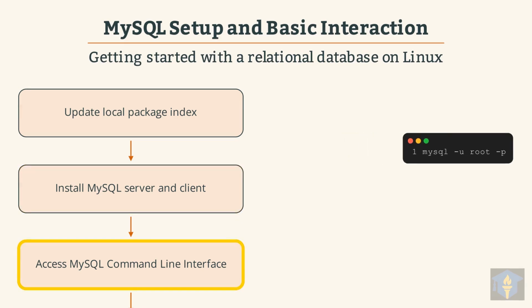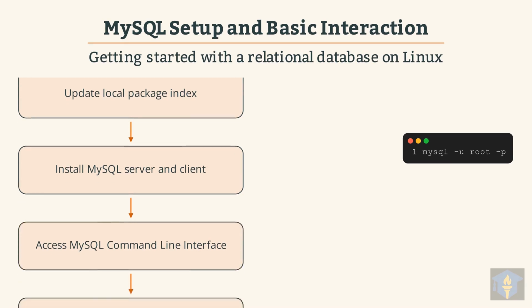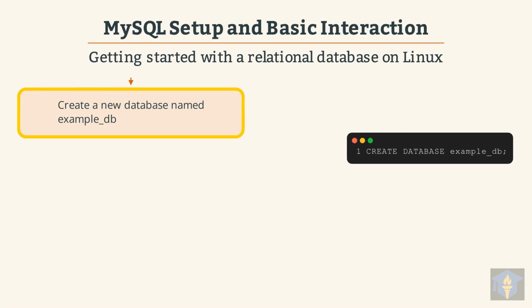Once installed, you can access the MySQL command line interface to start interacting with your database. To log in, type mysql -u root, then enter your root password when prompted, gaining access to the shell. Let's create a new database, which will be named ExampleDB, to store our data. You can achieve this by executing the simple SQL command CREATE DATABASE exampledb; in the MySQL shell.